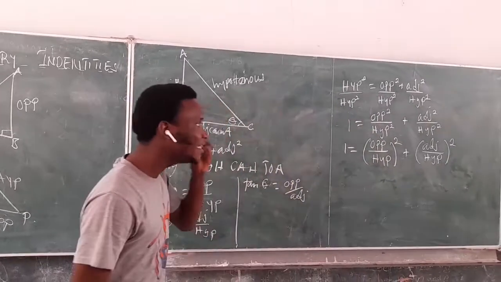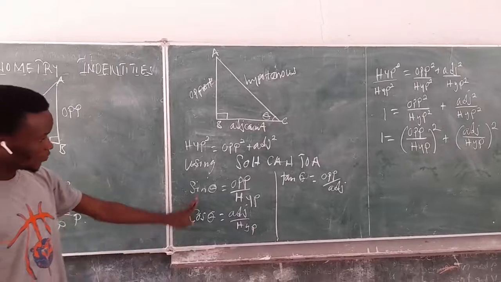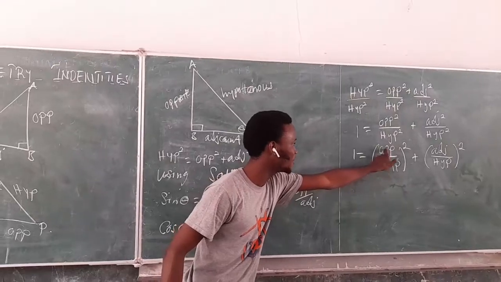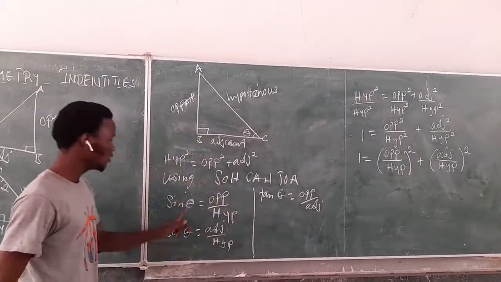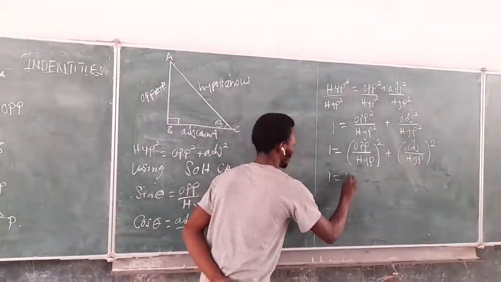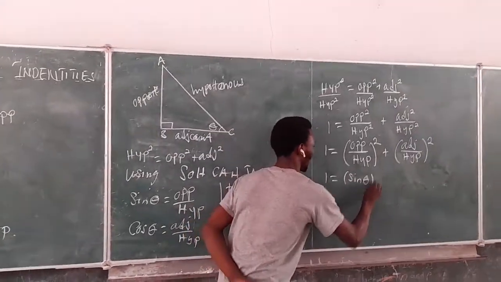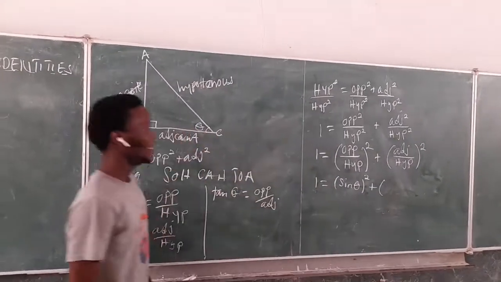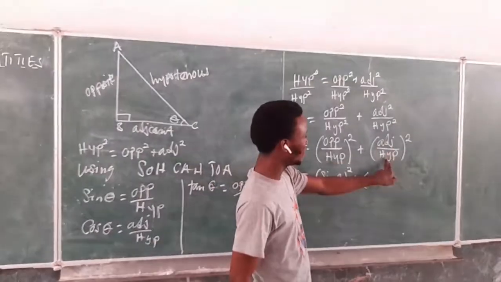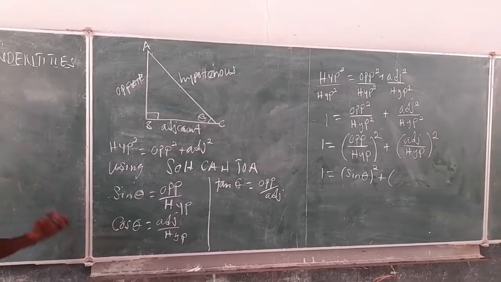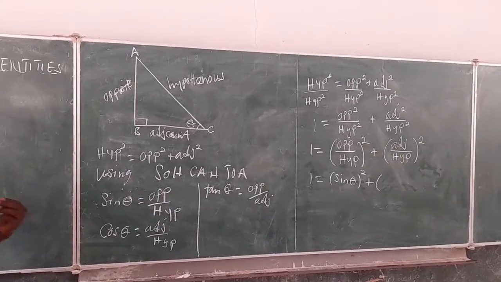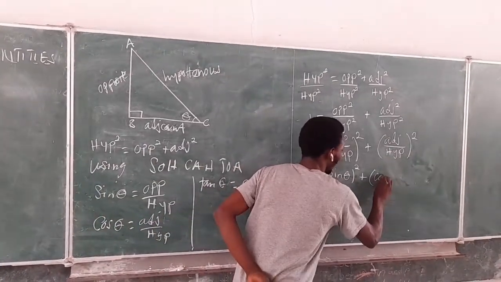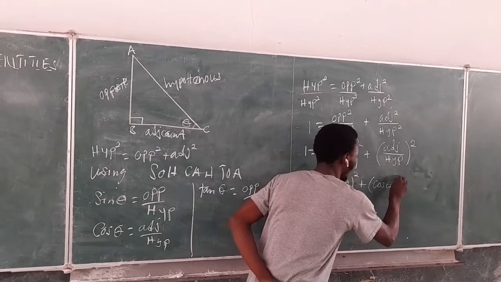Now vividly we can see a clear picture that there is something happening. If you observe here, sine is the same as opposite all over hypotenuse. We also have here opposite all over hypotenuse. We can represent it as sine of the angle. Which angle? Angle theta. So we say 1 is equal to, open bracket, sine theta whole squared. Since all of this is squared, we have plus again, open bracket. And if you check, we have here adjacent all over hypotenuse. Going back to the ratios, we know that one of the ratios having adjacent all over hypotenuse is cos theta. So we represent this adjacent all over hypotenuse as cos theta whole squared.